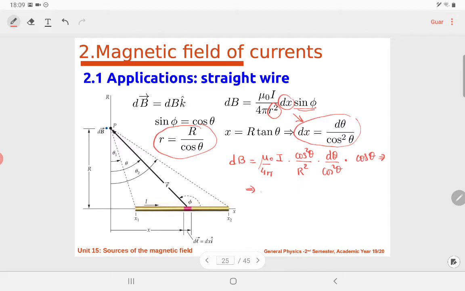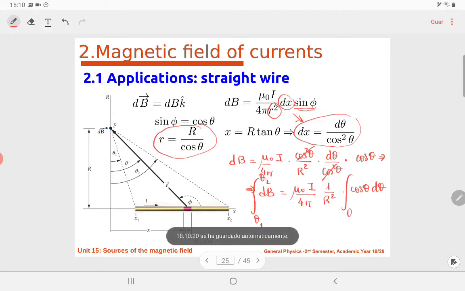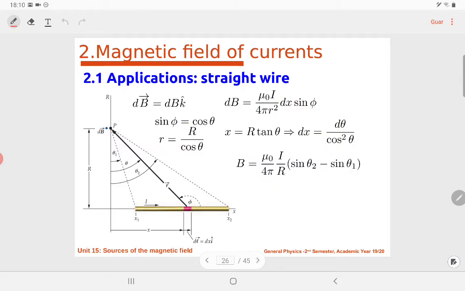So this leaves you with the differential of B being equal to mu sub 0 times the current over 4 pi, and here we just have 1 over R, big R, times cosine of theta, differential of theta. This is what we have to integrate between theta 1 and theta 2. This is the whole integral over the magnetic field, from theta 1 to theta 2. And if you do this integral, you just find that this is the sine, okay?